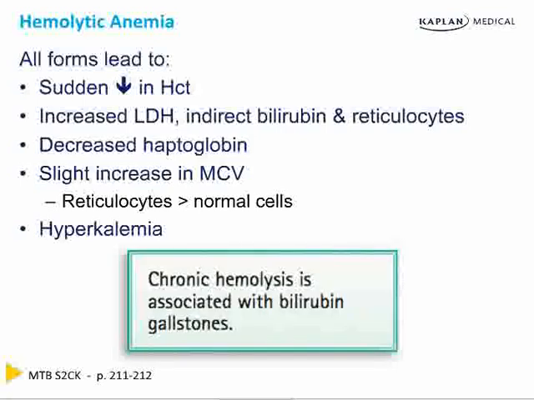Chronic hemolysis, with chronic indirect bilirubin increase and chronic saturation of indirect bilirubin, can cause bilirubin gallstones. You should expect to see that in sickle cell. Chronic hemolysis, you should expect to see that in spherocytosis.